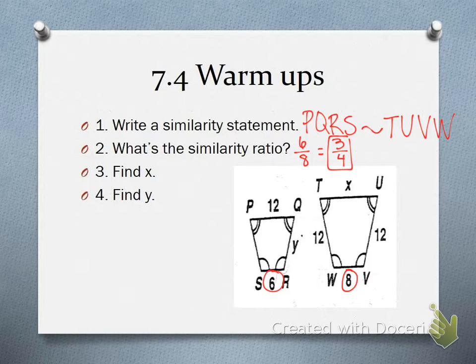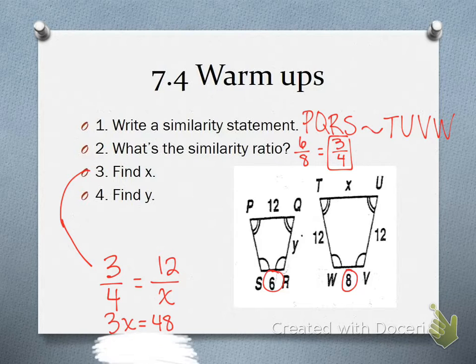We can use that to help us find x. So to find x, I'll show my work down here. We set up a proportion. One side we can use that scale factor or ratio. What do you think would go in my other ratio? Very good, 12/x. When we cross multiply, 3x equals 48. So x would equal 16.